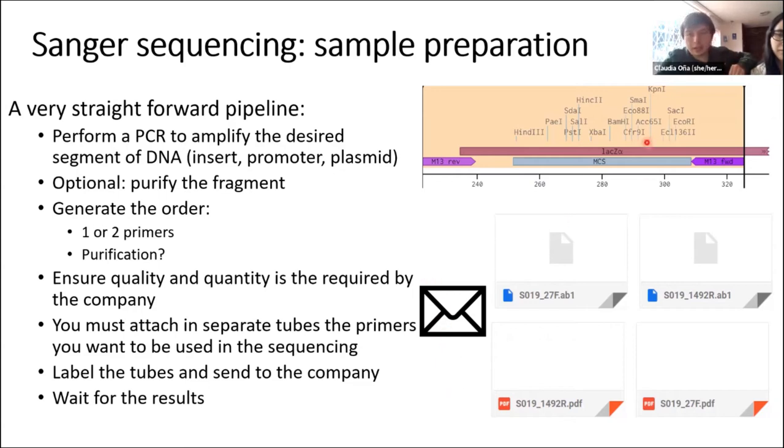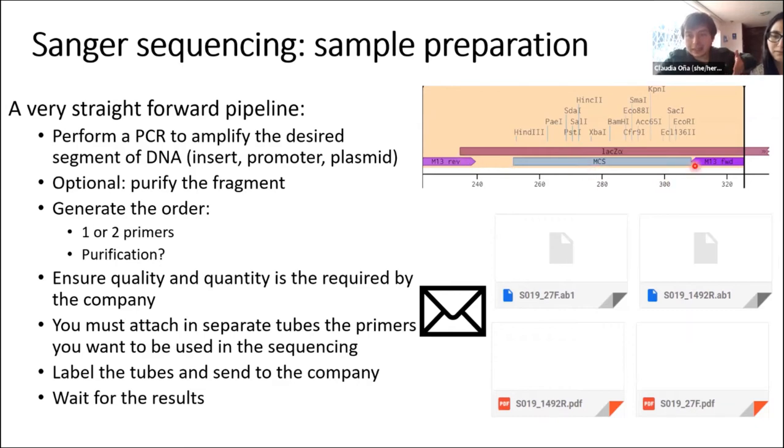Here I put an image of some vectors, a vector that has specific DNA sites for you to use some primers that are very often used to sequence the DNA of interest within a vector. For example, here you have the M13 reverse and forward primers. As you can see, they are not inside the MCS, the part of the vector where you put in your DNA of interest.